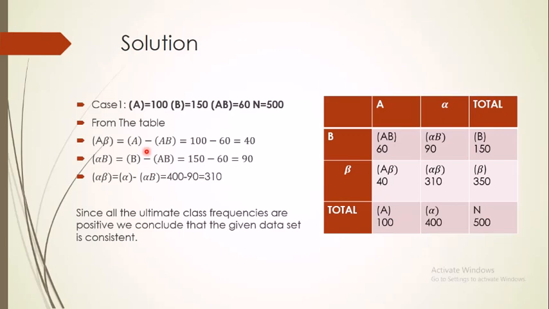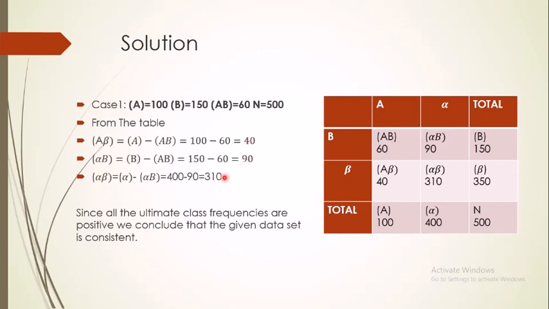The formula for A beta, if you remember, is A minus AB. We have A over here and AB is given in the question. So our answer is 40. Alpha B is equal to B minus AB, 150 minus 60, which is equal to 90. Alpha beta is equal to alpha minus alpha B, which is equal to 400 minus 90, that is 310.